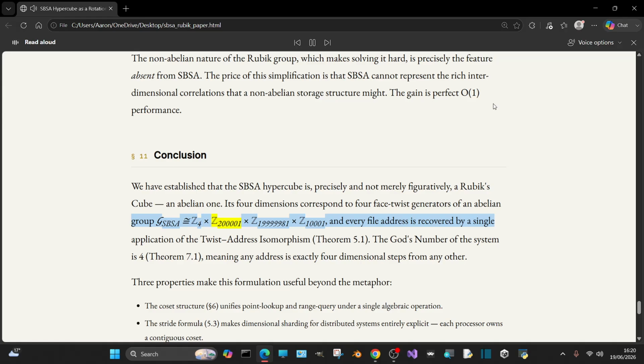times Z_2000001 times Z_1999981 times Z_10001, and every file address is recovered by a single application of the twist address isomorphism, Theorem 5.1. The God's number of the system is 4, Theorem 7.1, meaning any address is exactly 4-dimensional steps from any other. 3 properties make this formulation useful beyond the metaphor.